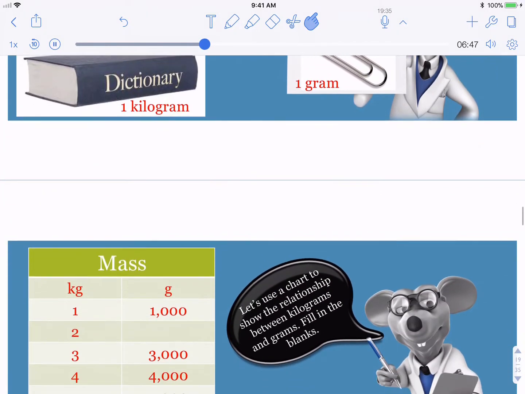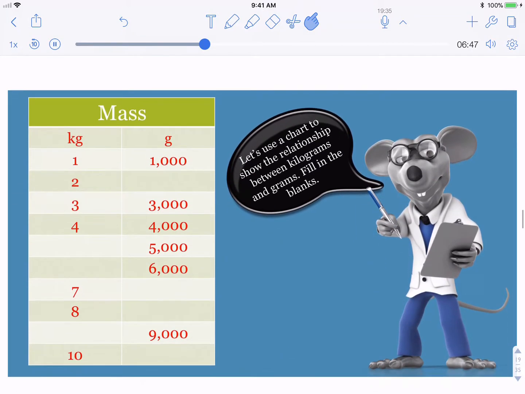Okay, let's use a chart to show the relationship between kilograms and grams. Fill in the blanks. So go ahead, pause. I want you to go ahead and try to fill out this whole chart. It's probably pretty easy. So go ahead and do this on your own, and we will check to see if you have done it later.